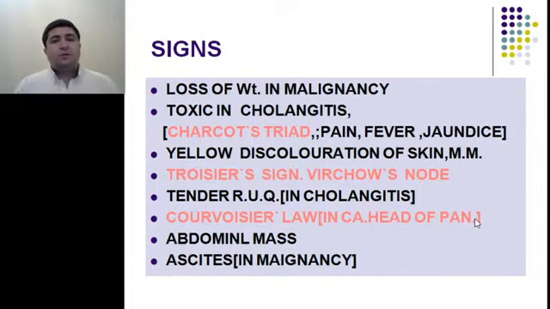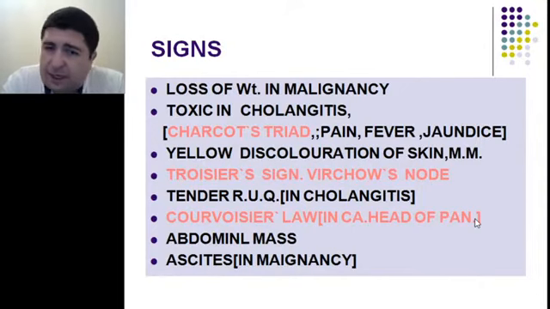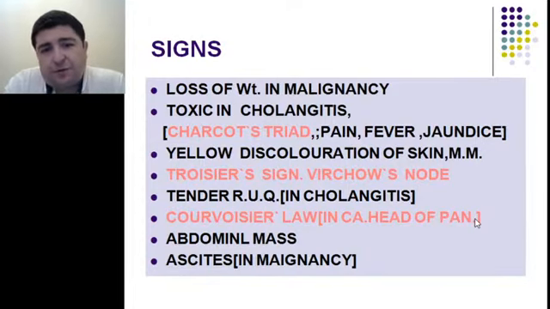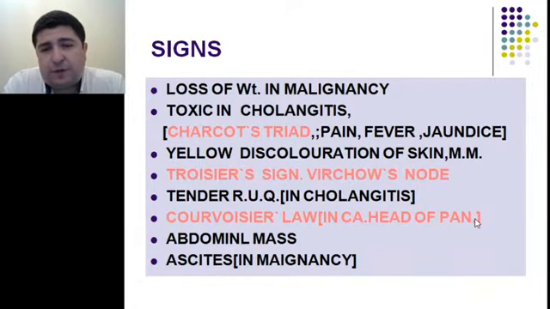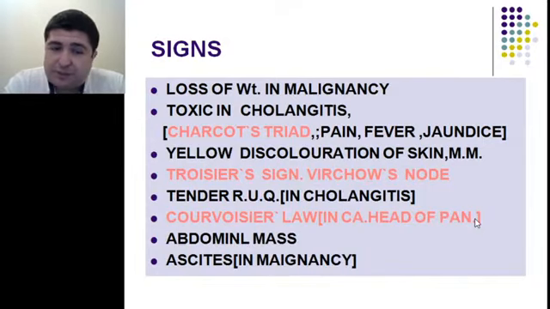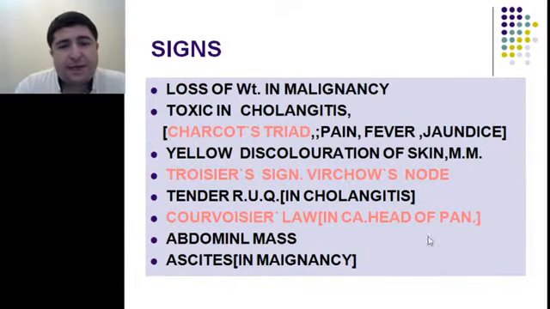Signs: loss of weight in case of malignancy, toxicity in cholangitis, intoxication of the organism, yellow discoloration of the skin and eyes, Troisier sign, Virchow nodes, tender right upper quadrant in cholangitis, Courvoisier law in case of cancer of the pancreas, abdominal masses on palpation, which sometimes we can feel, and ascites in case of malignancy.